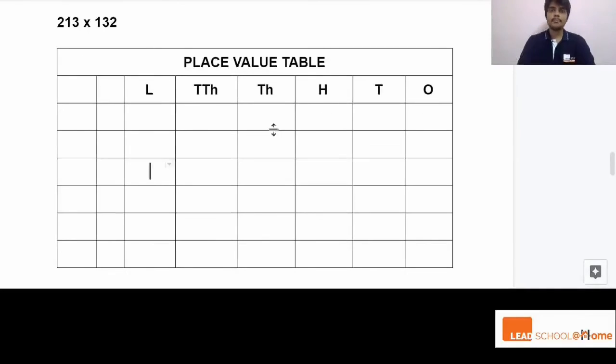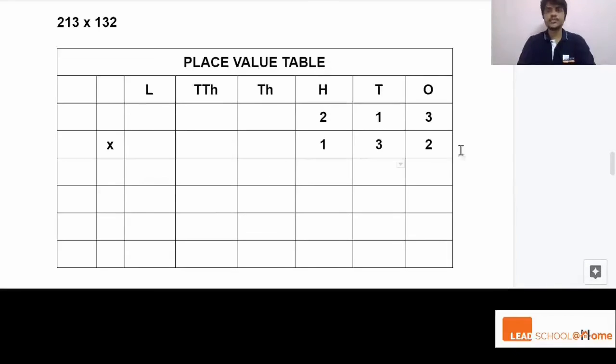Alright, now that we have drawn the place value table, let us now put both the numbers in the place value table. We have 213 as our first number and 132 as our second number. Now what are we doing? We are doing multiplication, so let me put the multiplication symbol here. Okay, that is my first step.